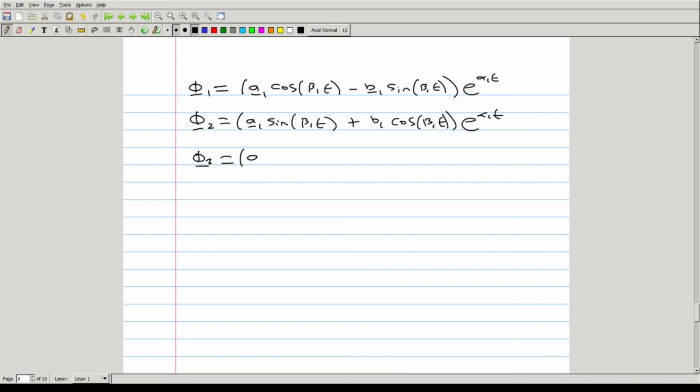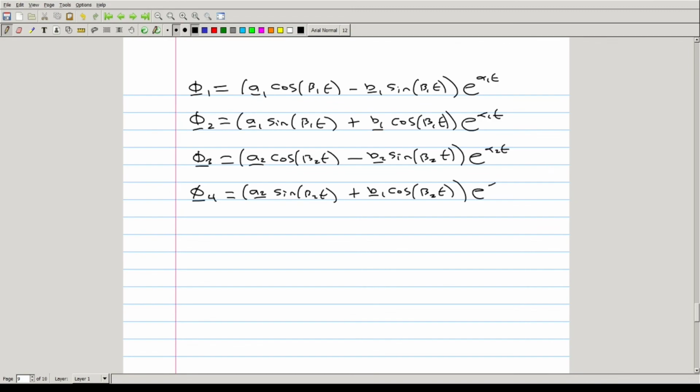Phi3 is A2 cosine of beta 2 times t minus b2 times sine of beta 2 times t, e to the alpha 2 times t. And phi4 is A2 sine of beta 2 times t plus b2 cosine of beta 2 times t, times e to the alpha 2 times t. And the fundamental solutions matrix then is just the matrix composed of phi1, phi2, phi3, and phi4 as its columns.